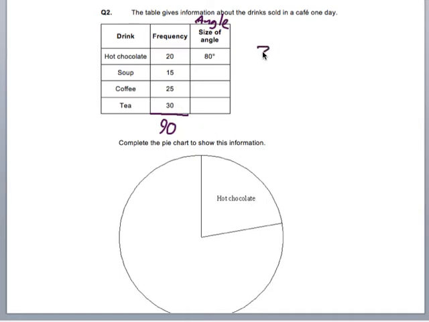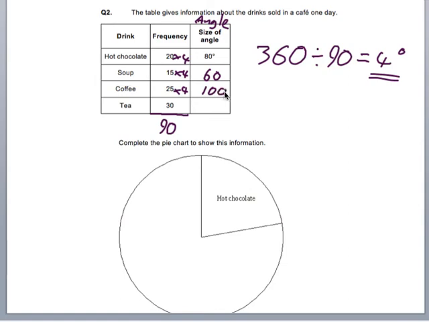So all I would do again is take my 360 degrees and divide it by 90, and that gives me an answer of 4 degrees. So each individual drink is represented by 4 degrees. So 20 times 4 is 80. 15 times 4 is 60. 25 times 4 is 100. 30 times 4 is 120, and again, if I check and total those up, they give me 360 degrees.